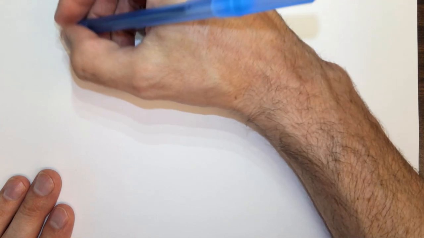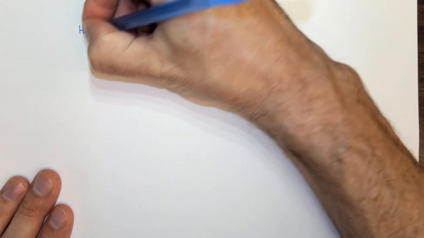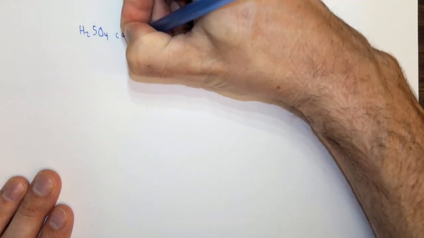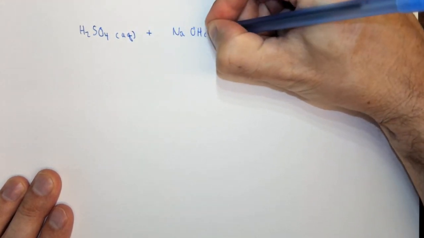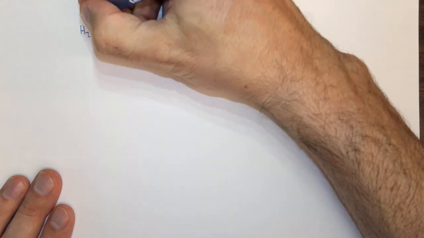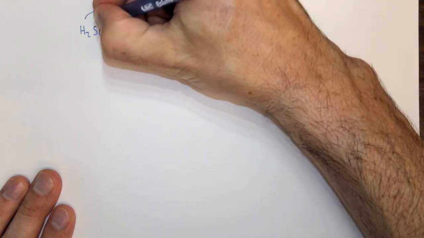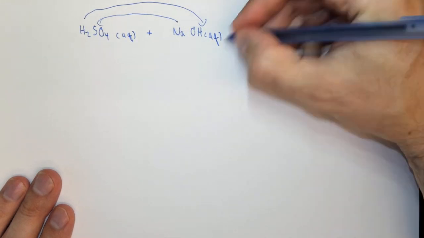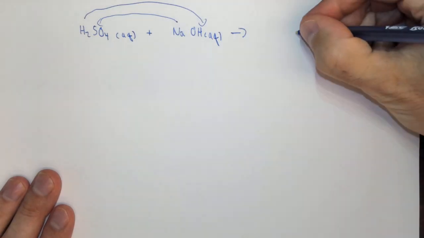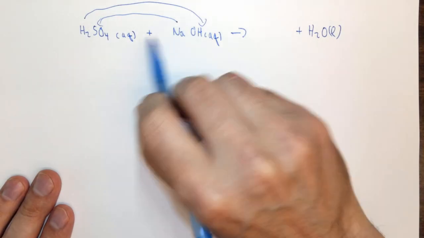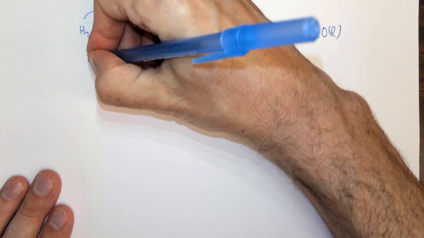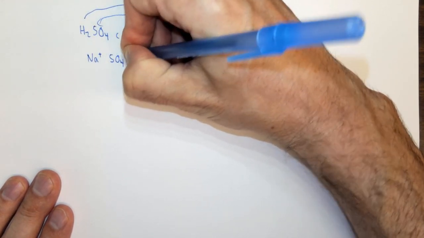Let's look at another example of a strong acid and a strong base. Let's say that we took H2SO4, aqueous, and we reacted it with NaOH, aqueous. Well, H goes with OH and Na goes with SO4. So when we do this reaction, H and OH form water, which is a liquid, which is the driving force of the reaction. We now have sodium interacting with sulfate. So we have Na plus and SO4 2 minus.